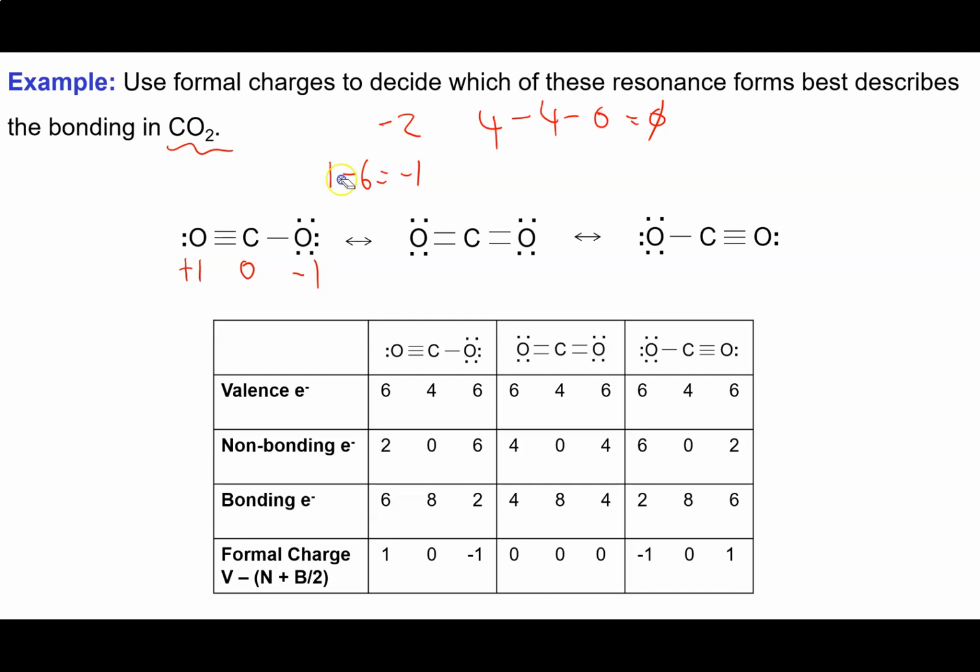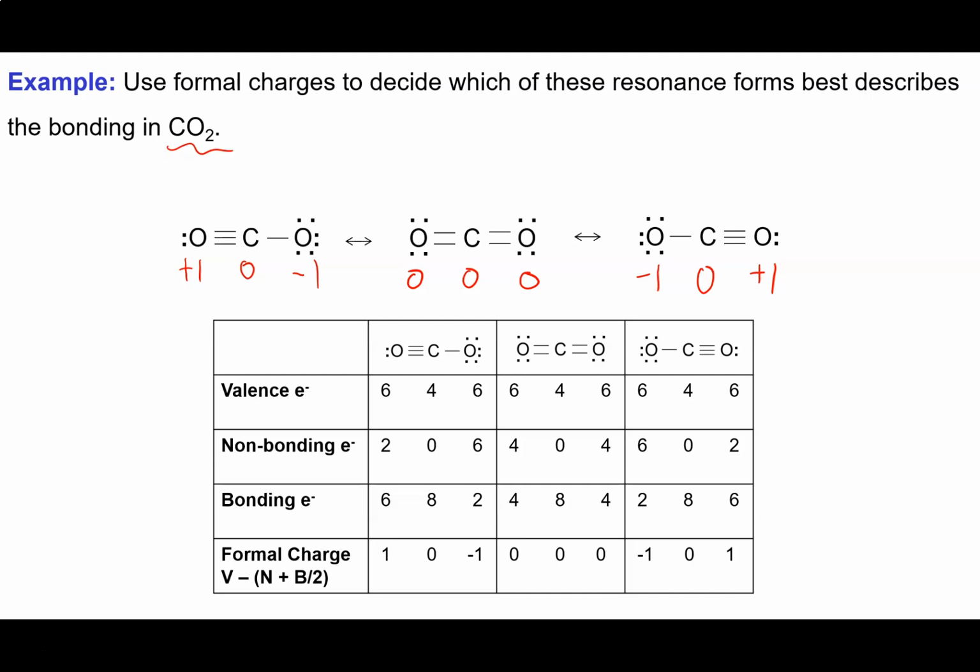Now I go through and do that for all of the other structures. I'm just going to hurry along. That will end up being 0. That will end up being 0. That will end up being 0. And then we'll look at this one. 6 minus 1, 2, 3, 4, 5, 6, 7. So that's going to be -1. 4 minus 1, 2, 3, 4. So that will be 0. 6 minus 1, 2, 3, 4, 5. And that will be +1.